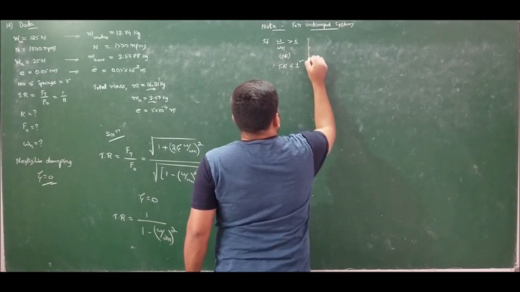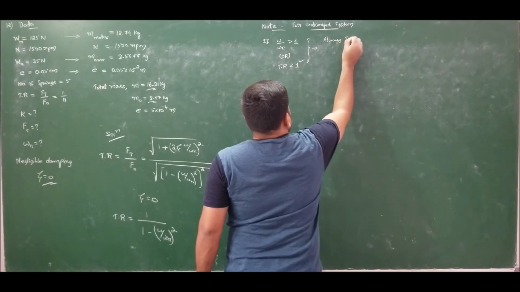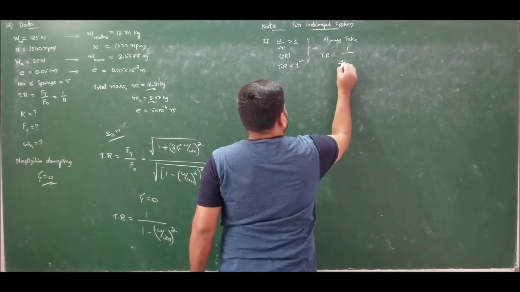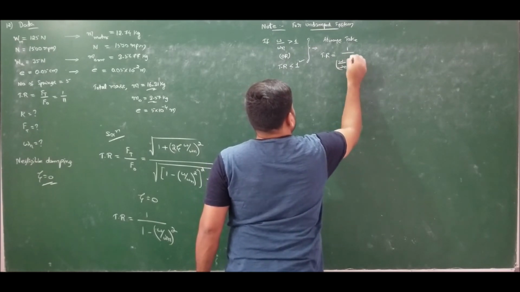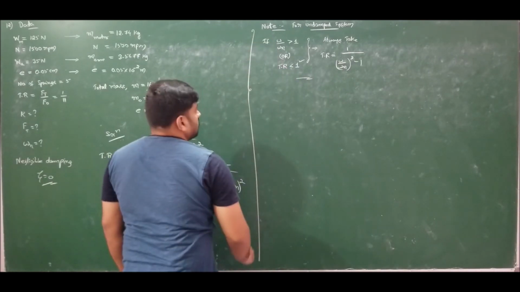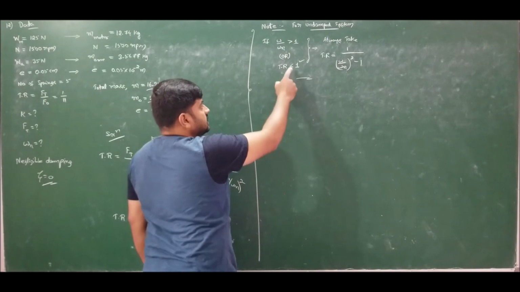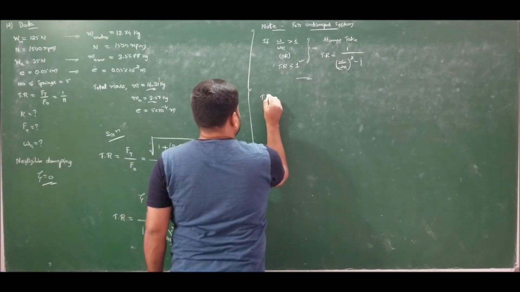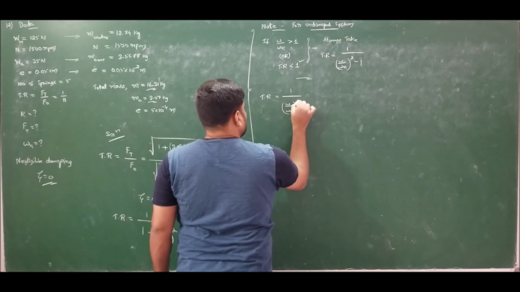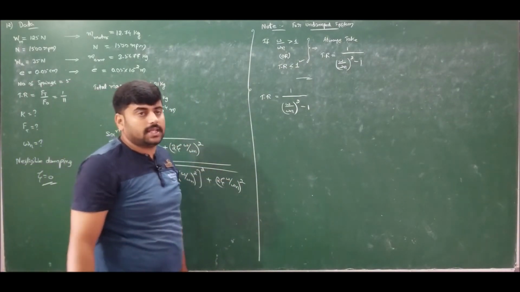If any one among these two prevails, you always take the transmissibility ratio as 1 divided by omega by omega n whole square minus 1. Take it in this form. Kindly make a note. Now I can move further. Since this holds good here, because TR is 1 by 11, which is less than 1, I should use this form. Otherwise, if I use the other, I will get the answer as imaginary.